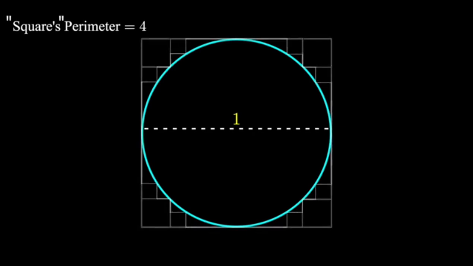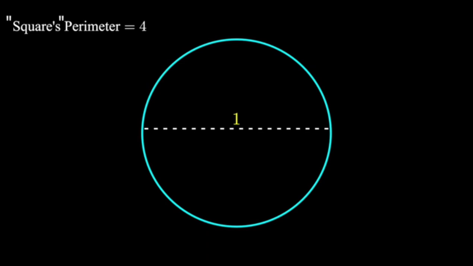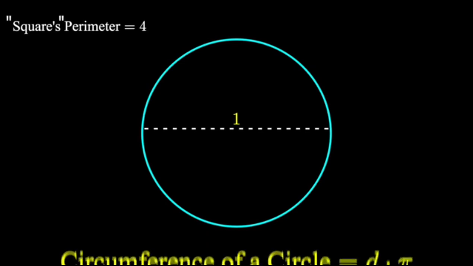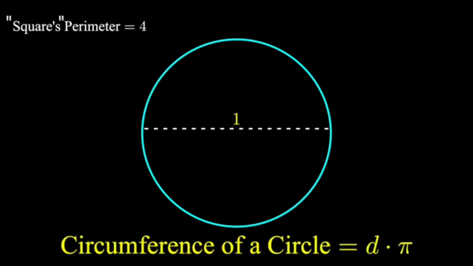What is the circumference of a circle? We know it's diameter times pi. In this case, 1 times pi is pi. That's the circumference of this circle. But the perimeter of this shape approached that circumference, and its length was 4.